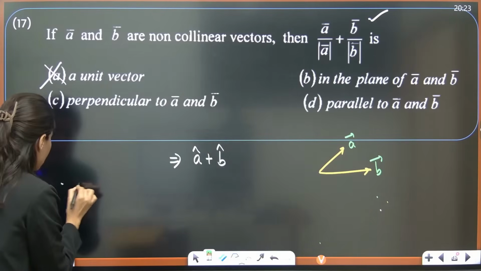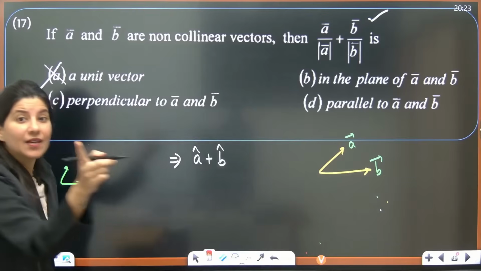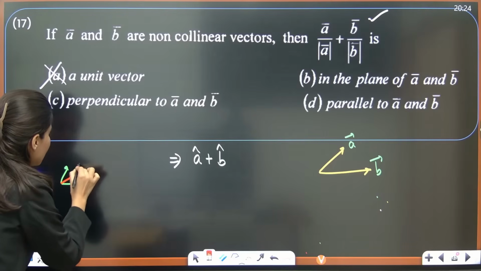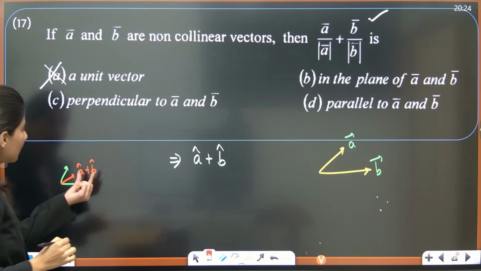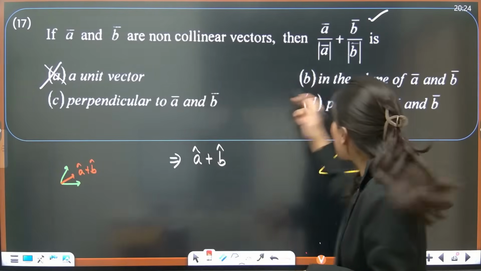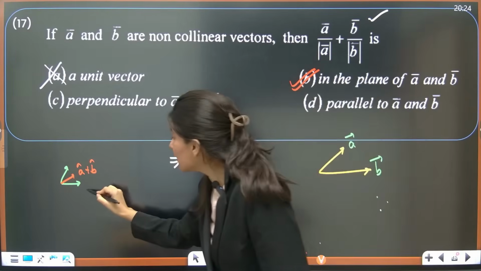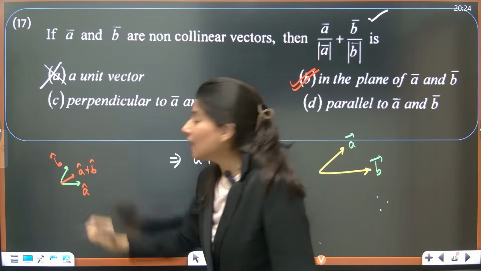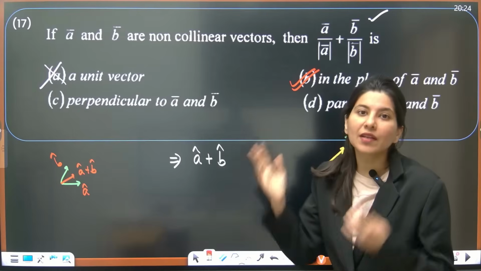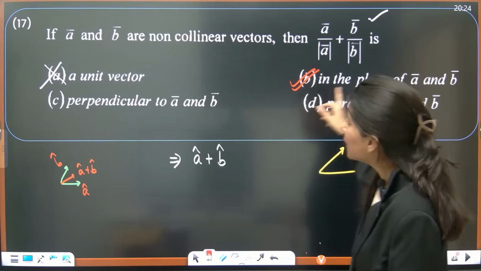In the plane of a and b, now this is something very important. There are two vectors of the same magnitude. If you want to do a plus b, remember the triangle law. So a plus b will lie somewhere between a and b. So this is your a plus b. The a plus b vector will lie in the plane of a and b. That is so true. This is actually a theorem in the plane. Even if the magnitudes are not the same, a plus b is a vector which is coplanar to a and b individually. So B is absolutely right.